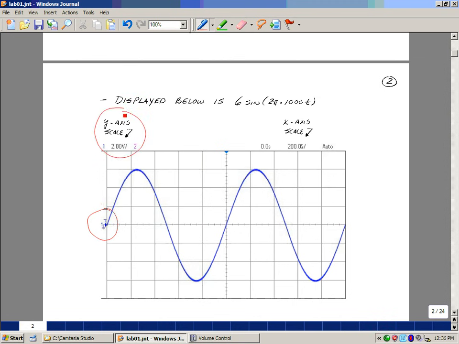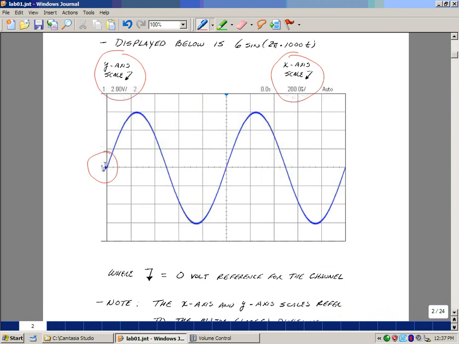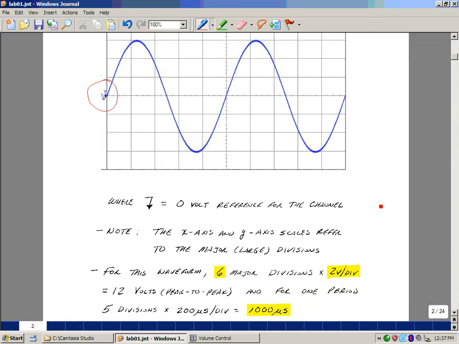There's also a y-axis scale and an x-axis scale. These refer to the large major divisions. So here we have 1, 2, 3 times 2 gives us 6 volts peak for this sine wave, and likewise a minus 6 volts. And count 1, 2, 3, 4, 5 divisions again, but now it's 200 microseconds per division, so that's going to give us 1,000 microseconds, or 1 millisecond, and that would be the period of a sine wave whose frequency is 1,000 hertz. So we indeed get the value of the sine wave that we had set. All of this is in words below here.